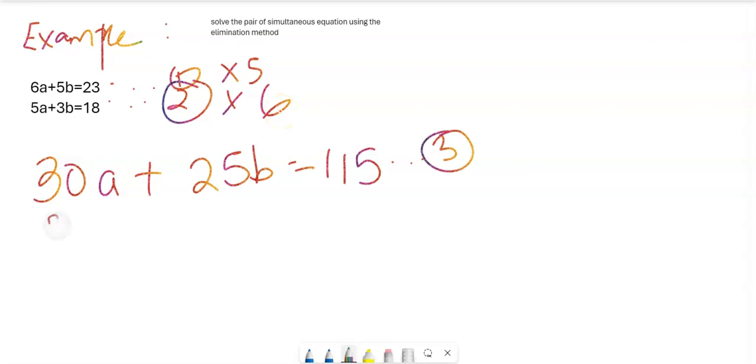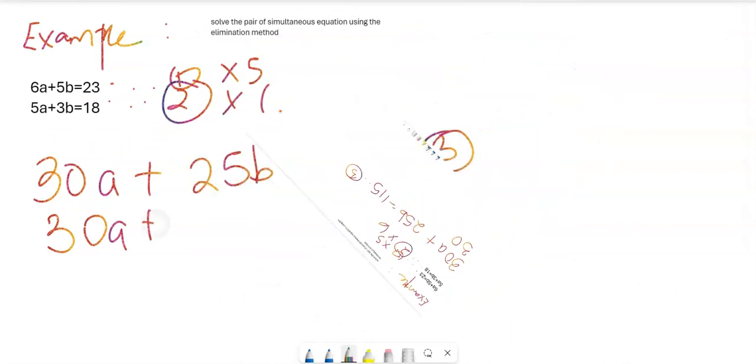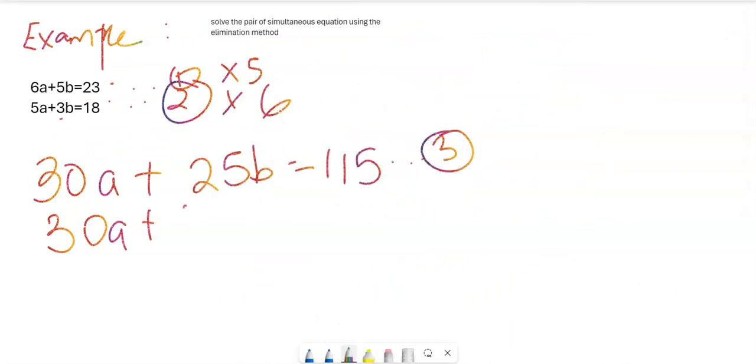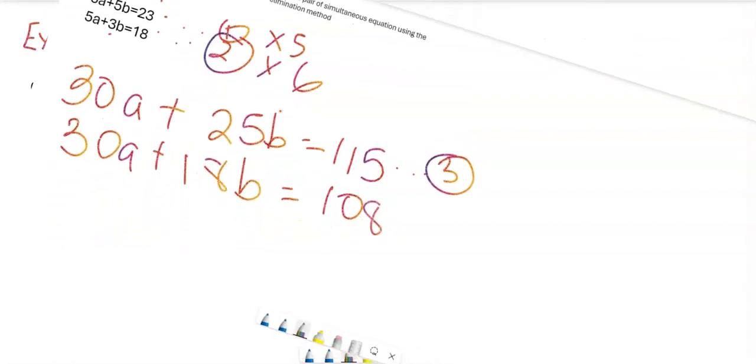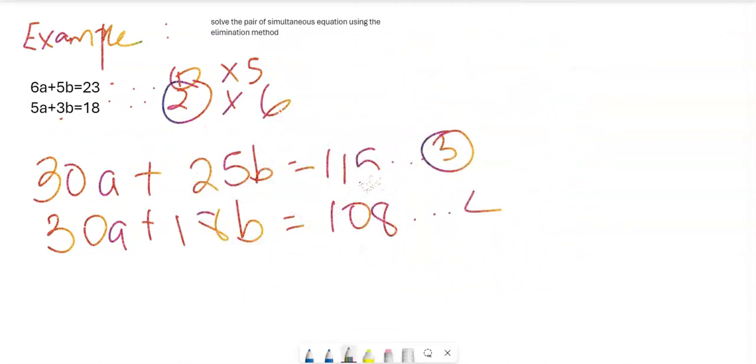Then we have 6 multiplied by 5a, 30a. 6 multiplied by 3b, it's 18b. And 6 multiplied by 18, that is 108. And let's call that equation 4. Now there are different ways to set out the problem. I prefer to do it this way.